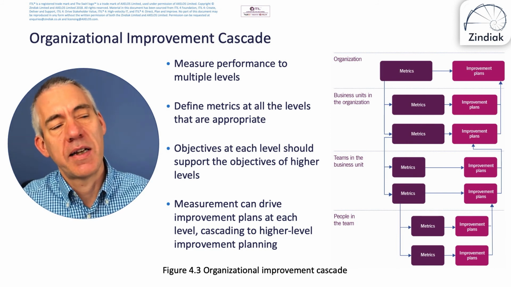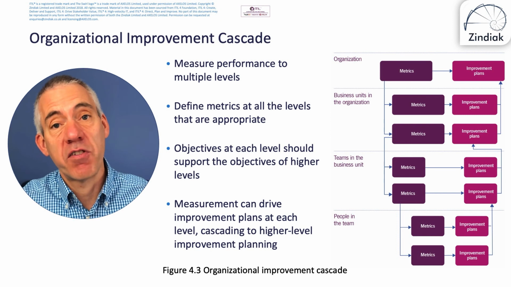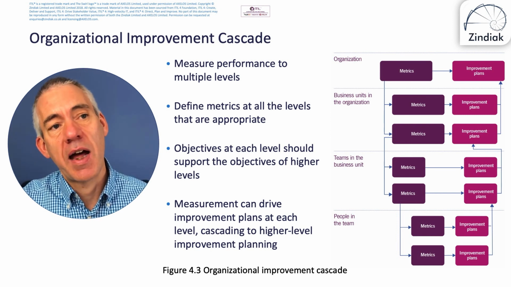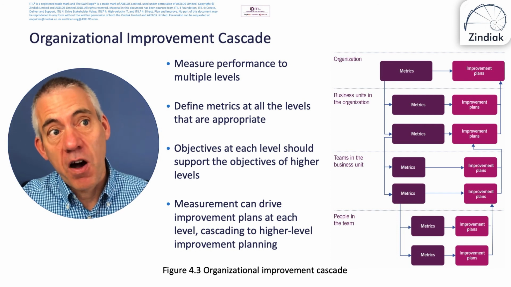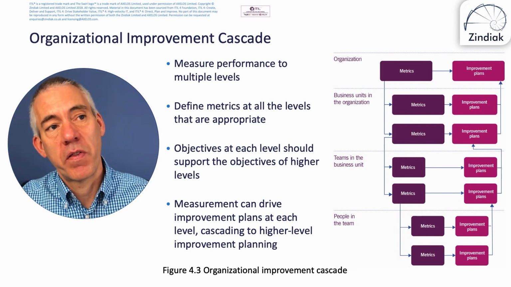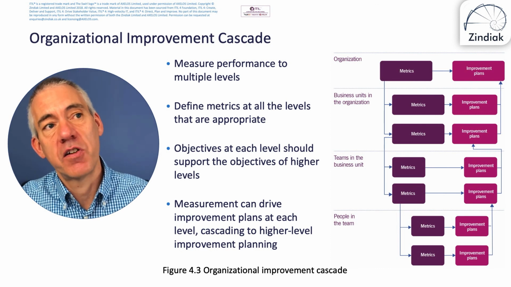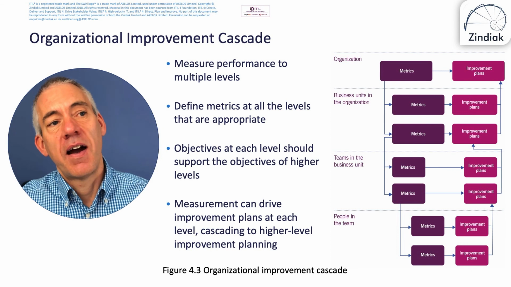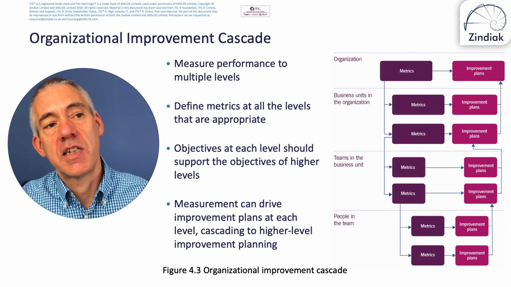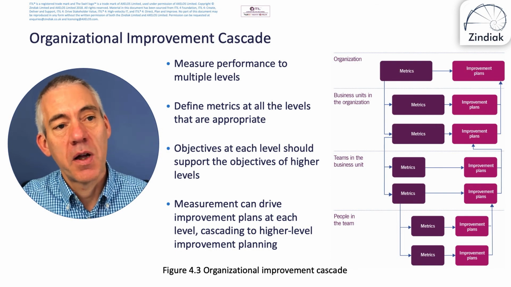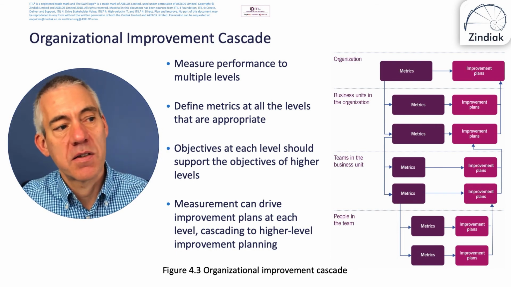What it clearly shows is that we have metrics at every level, so we're going to measure at every level, and those metrics define the improvement plans at that level. But the metrics at any given level need to support the metrics at the level above, and the metrics at any level need to be supported by the metrics below, if there is a level below, and the same for the improvement plans.